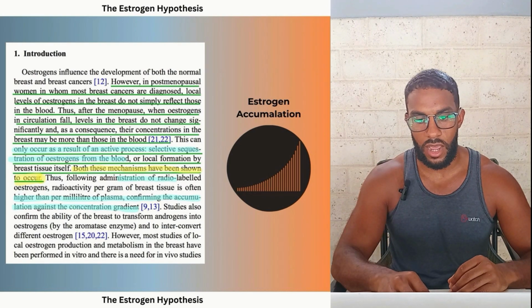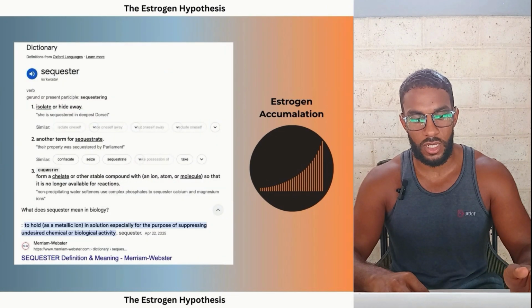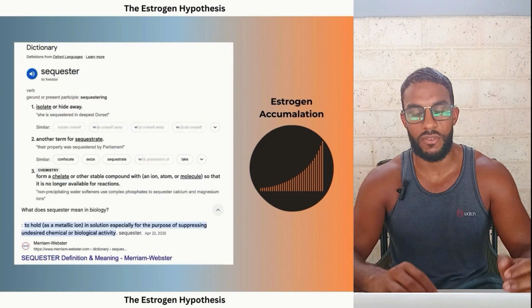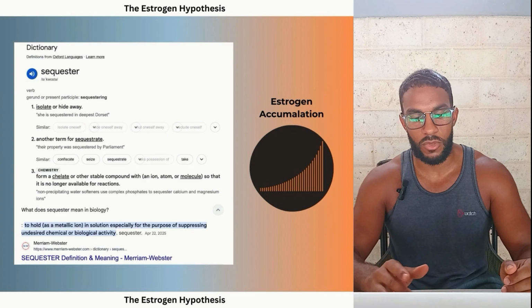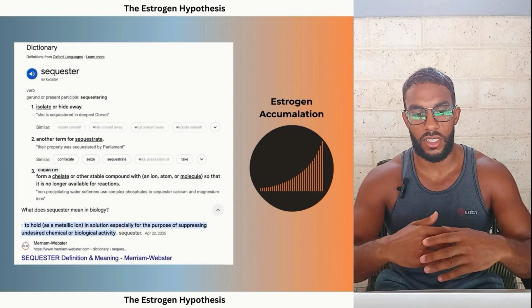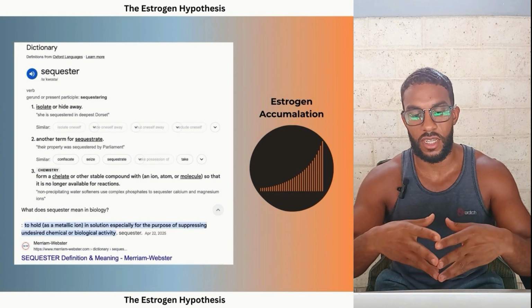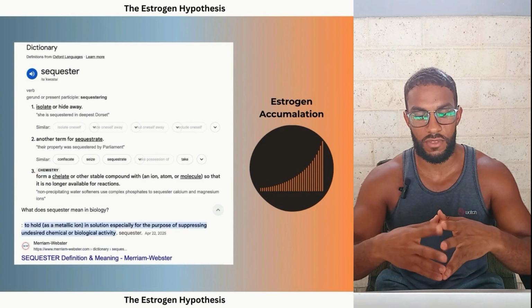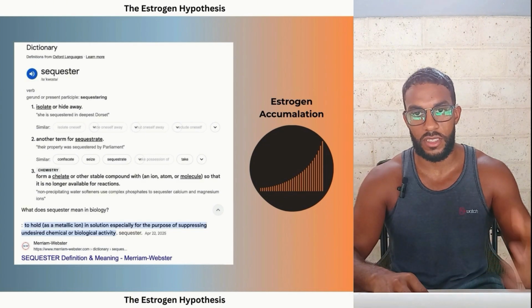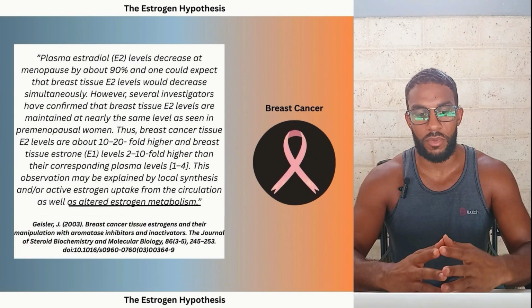And so I just have that word sequester defined for you. It says to hold in solution, especially for the purpose of suppressing an undesired chemical or biological activity. So the tissues are, in a sense, storing that estrogen to suppress some of the responses that estrogen induces. This is a safety mechanism. And what are some of those responses that estrogen produces? We will cover that more towards the end of this video. But this is, in a sense, a survival mechanism that is taking place. We can talk about breast cancer next.